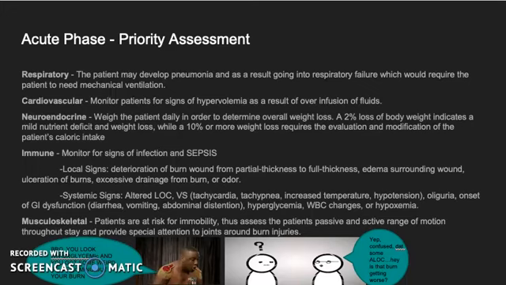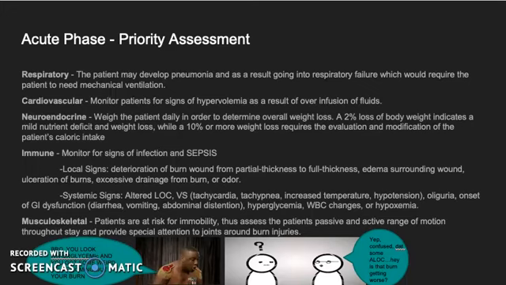For local signs, you have the deterioration of the burn wound from partial thickness to full thickness, edema surrounding the wound, ulceration of burns, and excessive drainage from the burn or odor. For systemic signs, you have altered LOC, vital signs, which can be tachycardia, tachypnea, increased temperature, hypotension. You have oliguria, onset of GI dysfunction, which will be diarrhea, vomiting, abdominal distension. You have hyperglycemia, WBC changes, and hypoxemia.